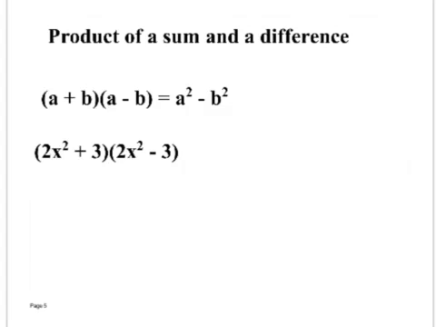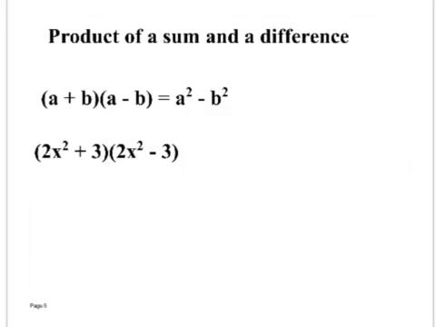A plus b times a minus b. This is what we call the product of a sum and a difference, the sum being a plus b, the difference being a minus b. All it is is the first number squared minus the second number squared. Because if you were to FOIL it, the ab terms would cancel each other out because it'd be ab and negative ab. So all you have left is the squares.